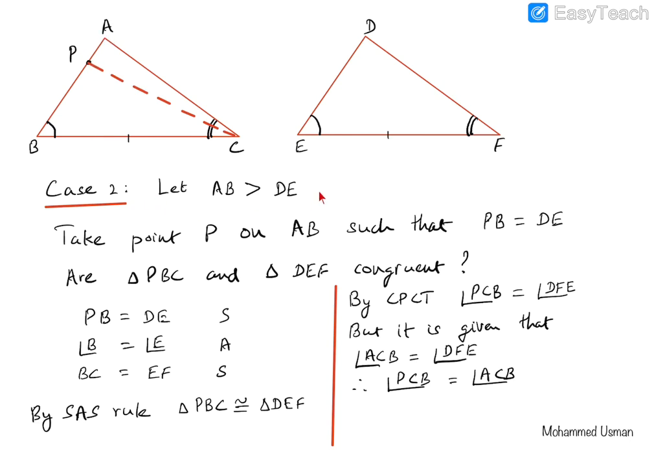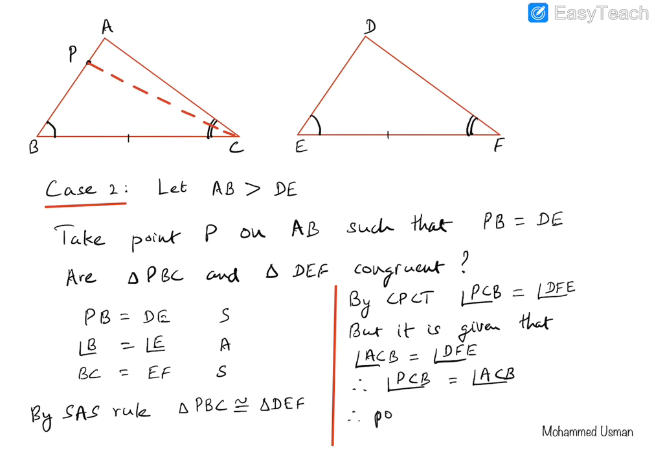So that means the condition that we considered, AB greater than DE, is a wrong assumption. We assumed here that AB is greater than DE. Based on that assumption, we are concluding that PCB and ACB, the two angles, are equal. This can be true only when the point P is exactly on the point A. So that means PB must be equal to AB. So that means point P lies on A.